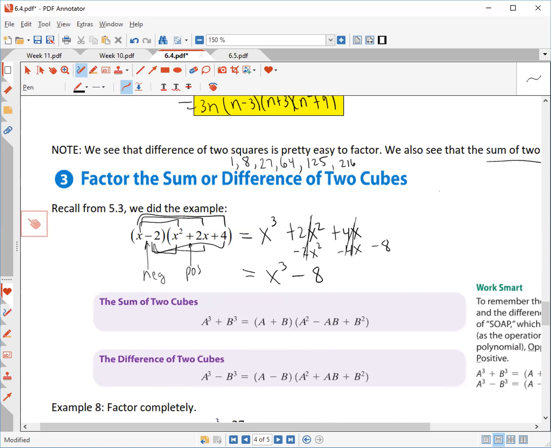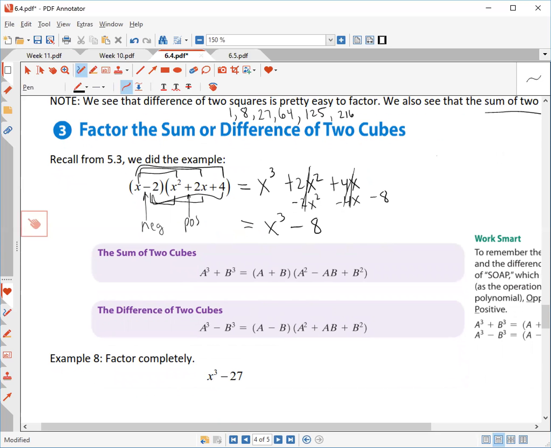Okay, so look at how this worked out. The x cubed minus 8. We recover the two pieces. They're cube roots, x and 2. So your first factor is x and 2, or x minus 2. And then it says take the x that we got there and square it. Take the product of the 2 and the x, and then square the 2 and get 4. So I'm going to say something like recover your two pieces and then square, product, square.